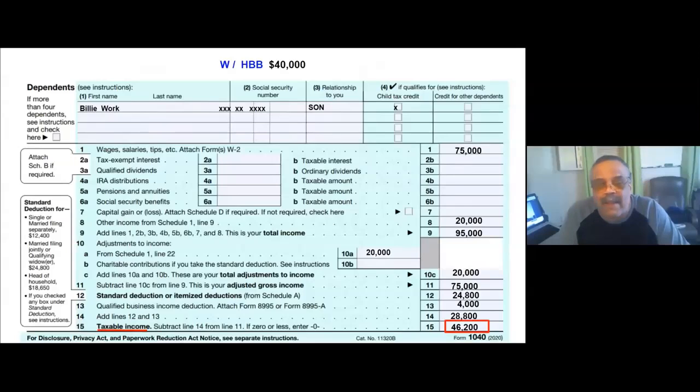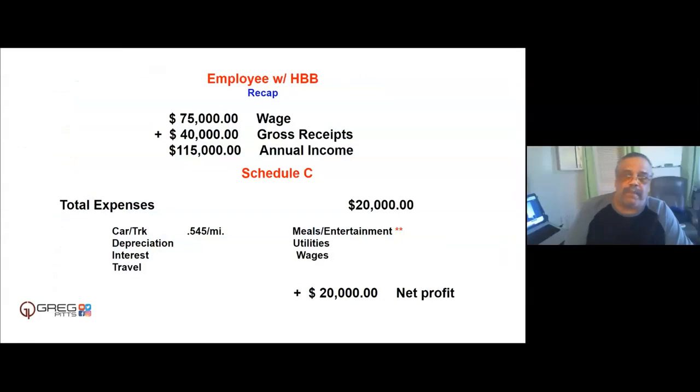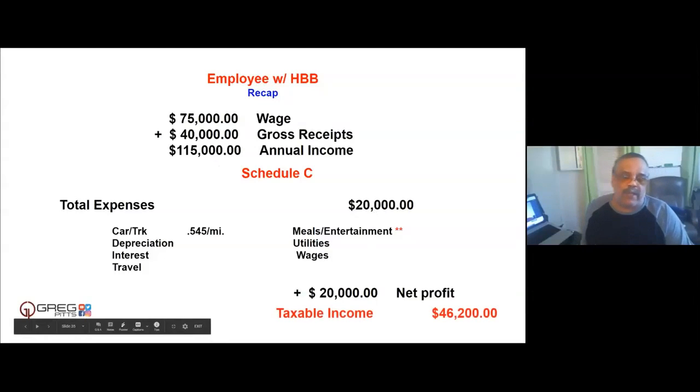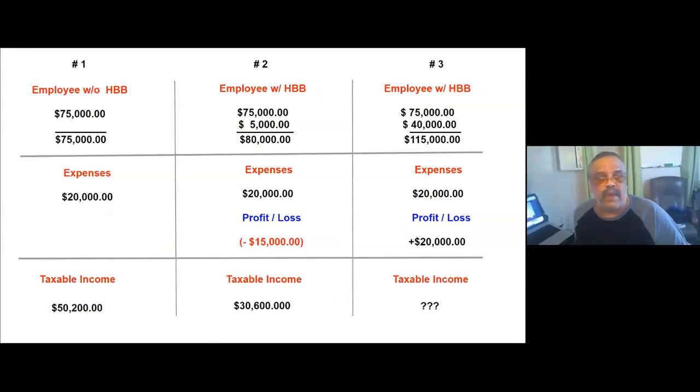Just think about that. You made $40,000 extra in your business. Okay? Let's bring this up on that chart so you can see it again. Okay, you made $75,000 in your wages, $40,000 in gross receipts. Your annual income is now $115,000. You got total expenses of $20,000, but you got a net profit in your business this year. Your taxable income is $46,200.